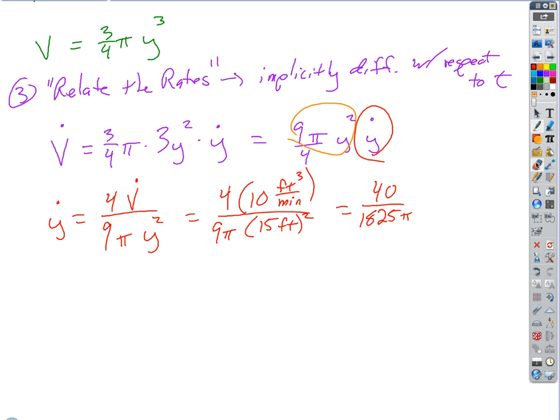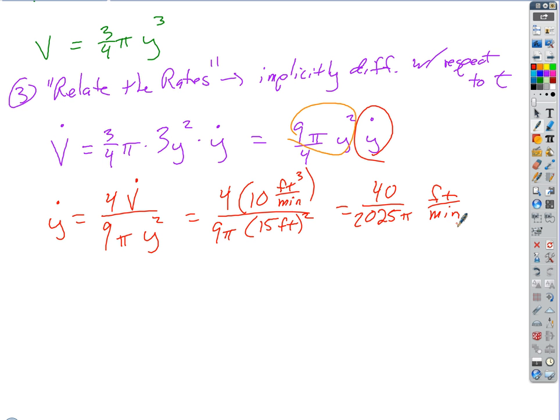2025, there we go. Yep, that's right. You guys? That's really worked out there. 2025. Okay, so pi on the bottom, and then what are my units going to be? Do they work out? Feet per minute. I get cubic feet per minute divided by square feet. So I get feet per minute, don't I? Right?